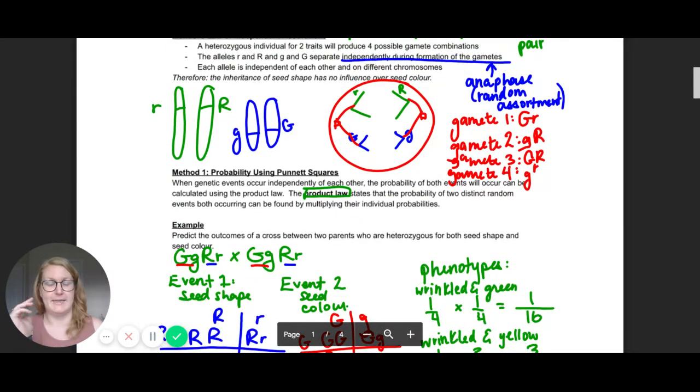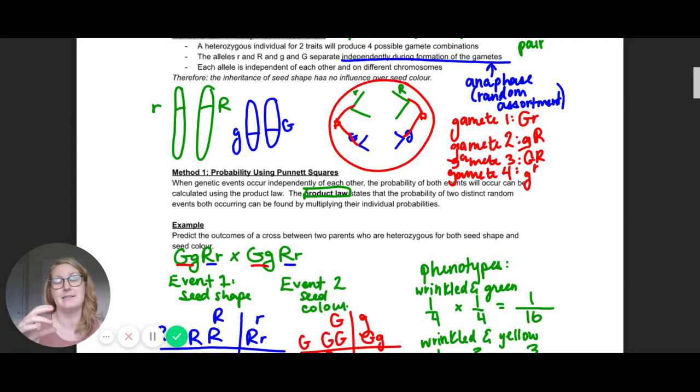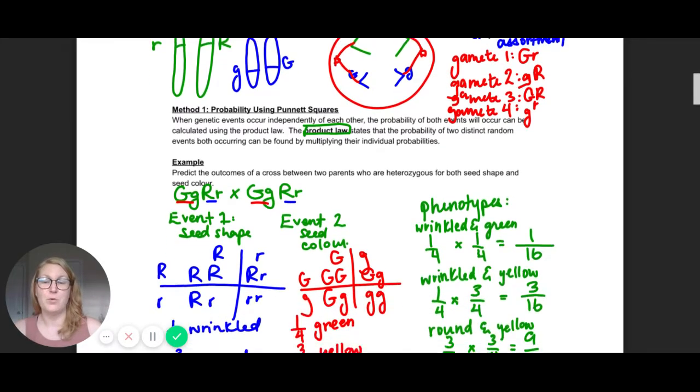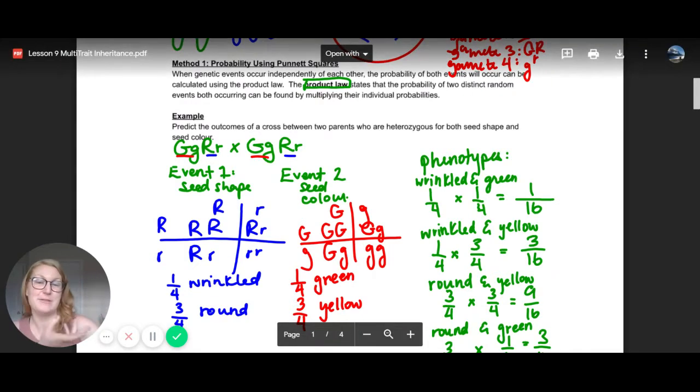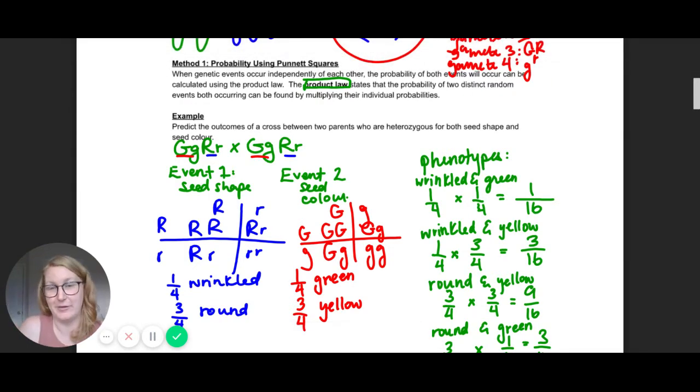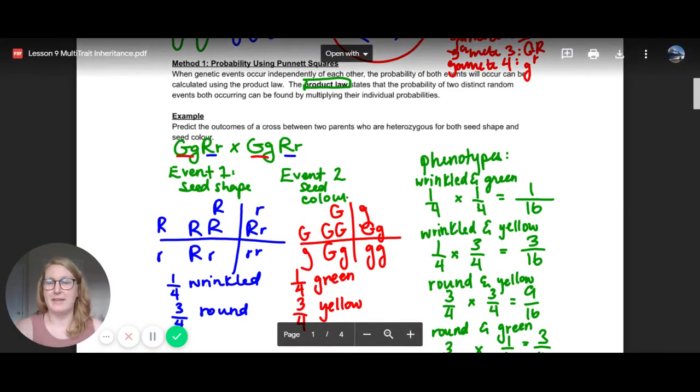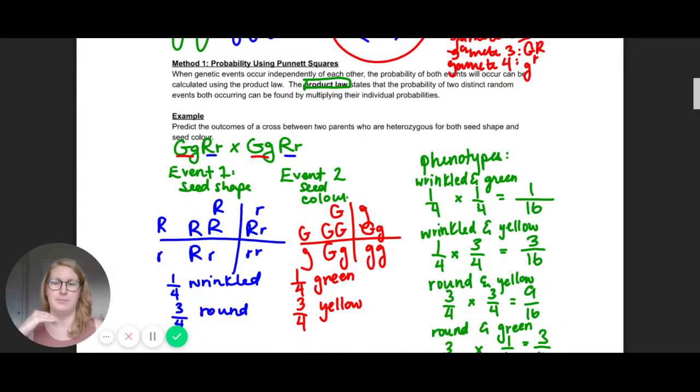So product law states that the probability of 2 distinct or independent random events both occurring can be found by multiplying their individual probabilities. So what I'm talking about here is 2 different outcomes that are possible. Event 1 or outcome 1 is that I look at the seed shape, and event or outcome 2 is that I look at the seed color. So here I'm predicting outcomes of a cross between 2 parents who are heterozygous for both the seed shape and the seed color. I'm not going to write the let statements again. It's the same ones at the top of the page.